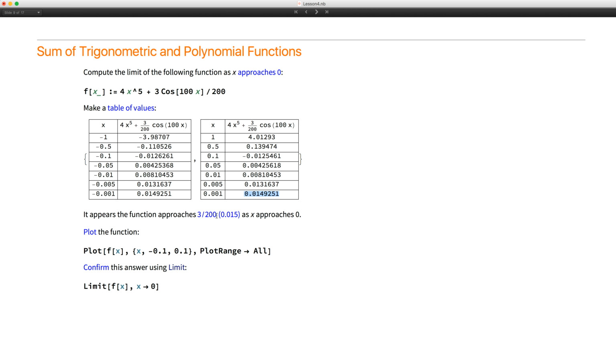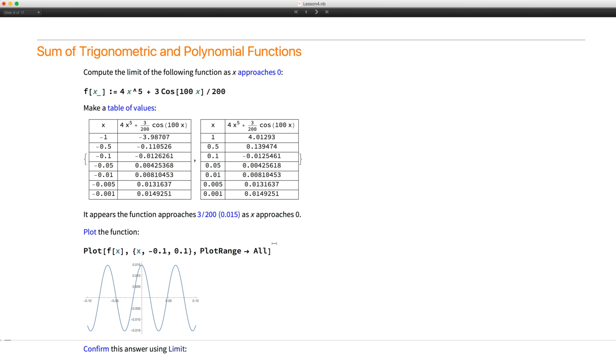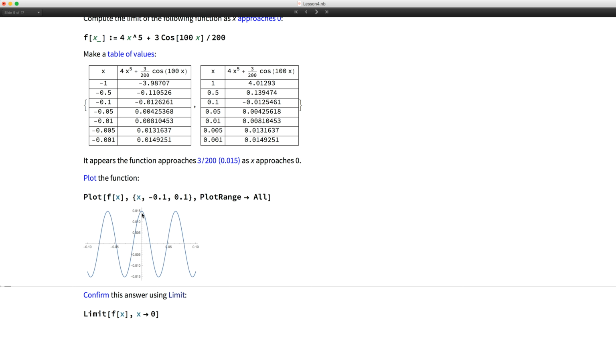So as an exact number, you would expect the limit to be around 3/200. You plot the function. The limit does look like 0.015 at 0. And you can confirm the answer with limit and get back the correct result, which is 3/200. So that's the value of the limit function. It will tell you exactly what the limit is at a point.